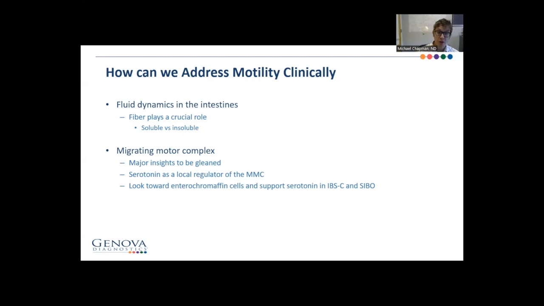The migrating motor complex is another key area of motility, and serotonin is actually a major regulator of the migrating motor complex. So serotonin plays a big role in motility, and it's gut-produced serotonin, not brain-produced serotonin. There are a lot of different mechanisms we can try to alter, but SIBO may have a tremendous impact, or maybe methane production has an impact on overall serotonin levels. So lots to learn there as well.